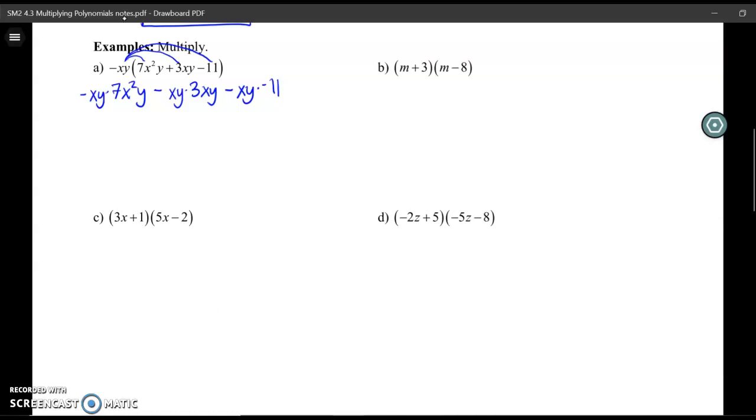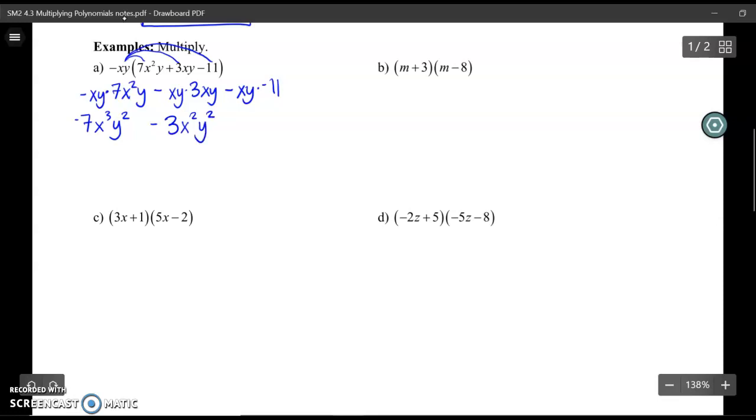So this first term, I'm going to use my exponent rules to combine these. I have a negative 7. If I combine the x and the x squared, I get an x cubed. And if I combine the y and the y squared, and the y, I get a y squared. Same thing with the next term. I have a 3, I have an x times an x, which is an x squared, and a y times a y, which is a y squared. This next one, I have negative xy times negative 11.